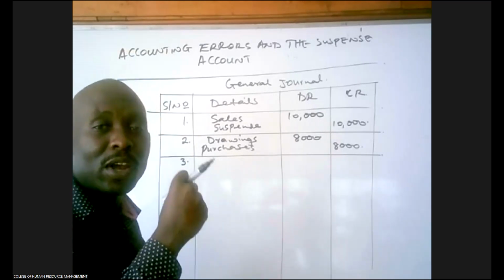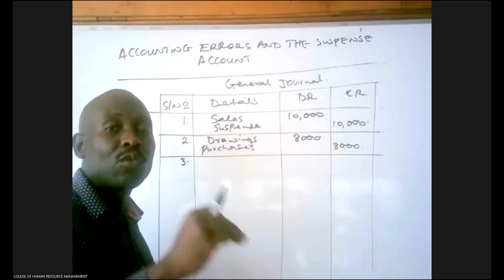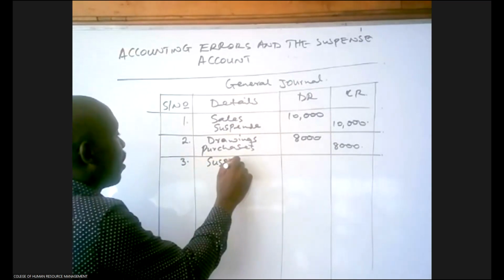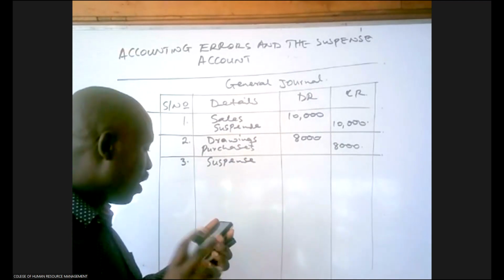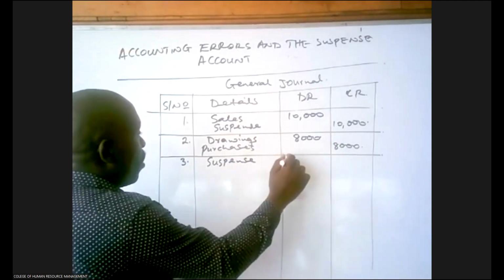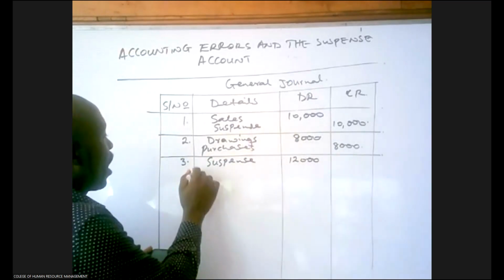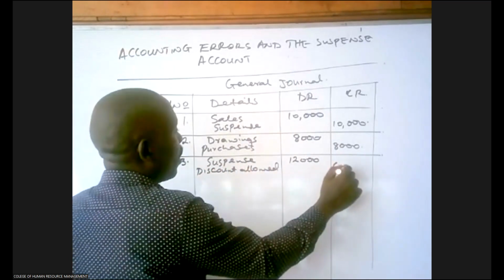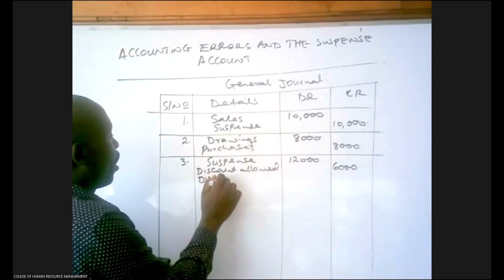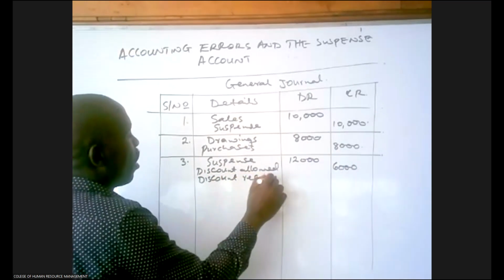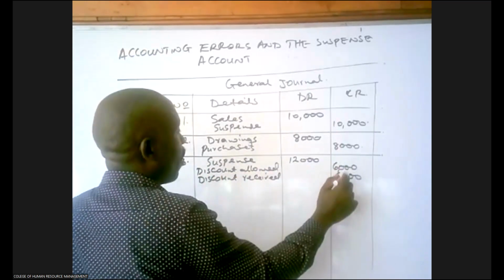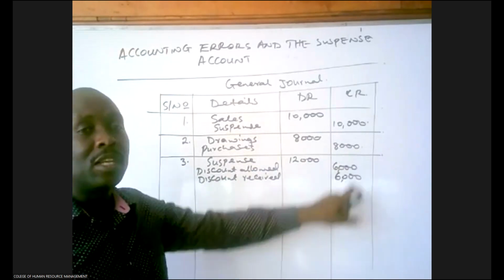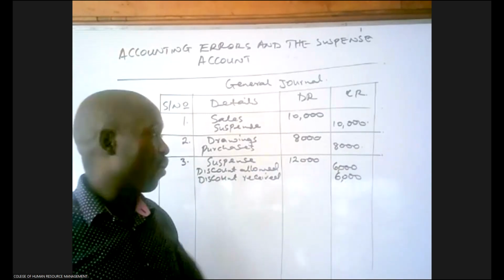But don't forget, in the journal entries we always start with the account to be debited. So the account that will be debited is an account called suspense. We shall debit the suspense account by twice the money involved, so it is going to be 12,000. What do we do next? We credit the discount allowed by 6,000. We also credit the discount received of 6,000. Discount allowed and discount received, when we sum them, give us 12,000. That's why our suspense account is 12,000, so that it can be the other entry for these two credits.